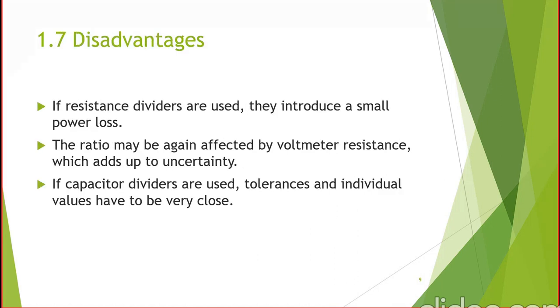the disadvantages of the mixed potential divider are: if resistance dividers are used, they introduce a small power loss, meaning this is an underdamped or low damped divider. The key disadvantage of this divider is that the ratio may be affected by the voltmeter resistance, which adds uncertainty. Also, if capacitor dividers are used, tolerance and individual values have to be very close. Further will be continued by Akash.